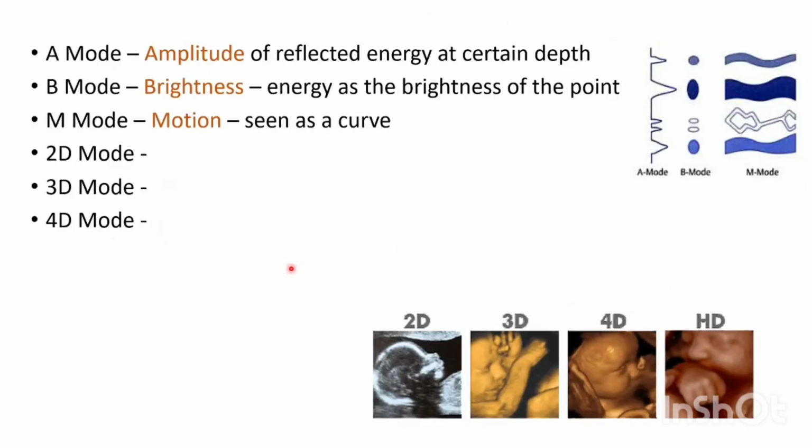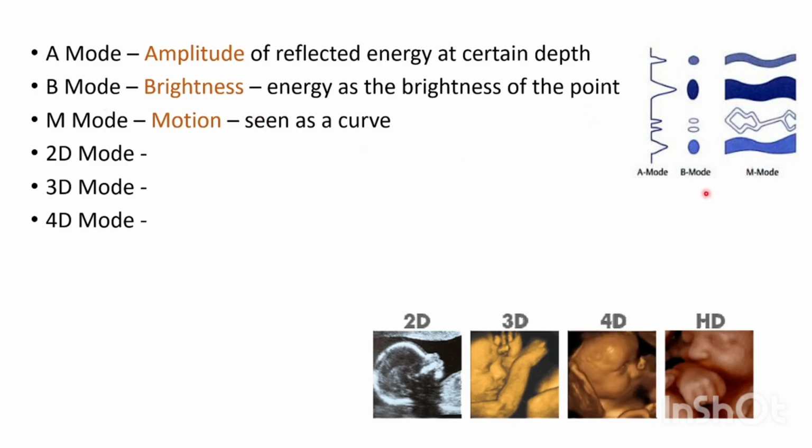Then coming to the various modes in echo, we have the A mode. A stands for amplitude, and B mode. B stands for brightness. M mode. M stands for motion. And then we have the 2D mode, 3D mode, as well as a 4D mode. So these are the various pictures showing various modes. A mode we generally don't use that much. This is how the A mode will be shown.